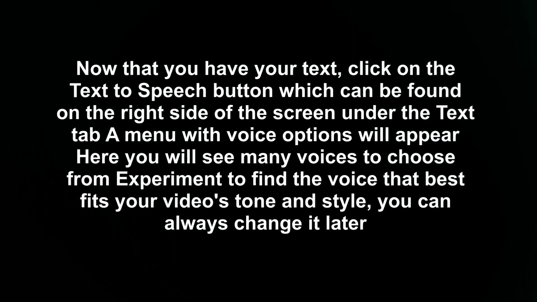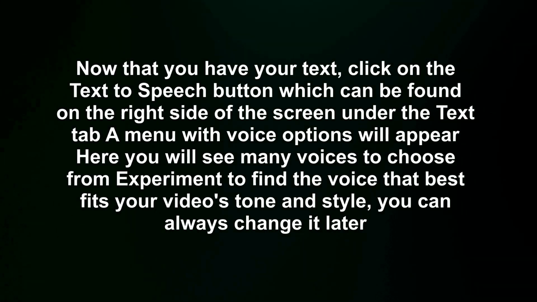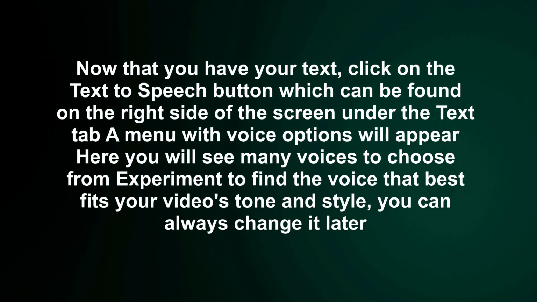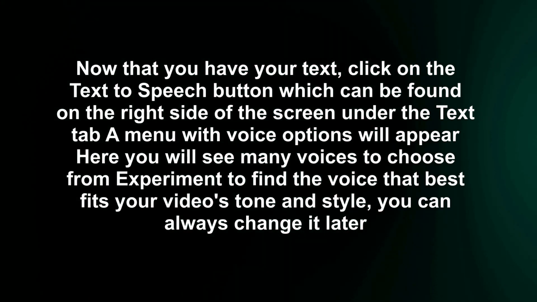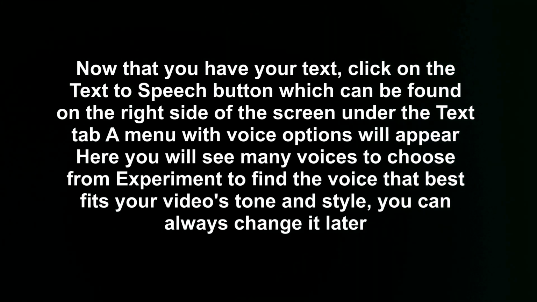Now that you have your text, click on the text-to-speech button, which can be found on the right side of the screen under the text tab. A menu with voice options will appear here. You will see many voices to choose from. Experiment to find the voice that best fits your video's tone and style. You can always change it later.